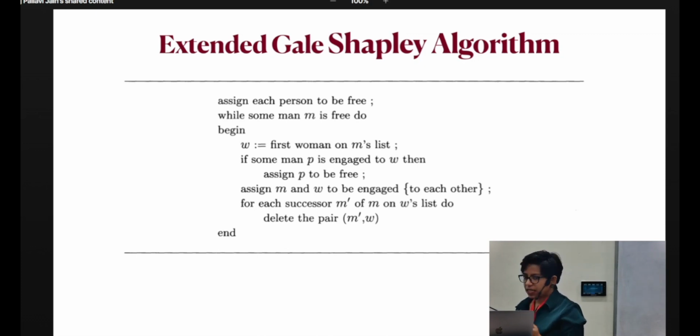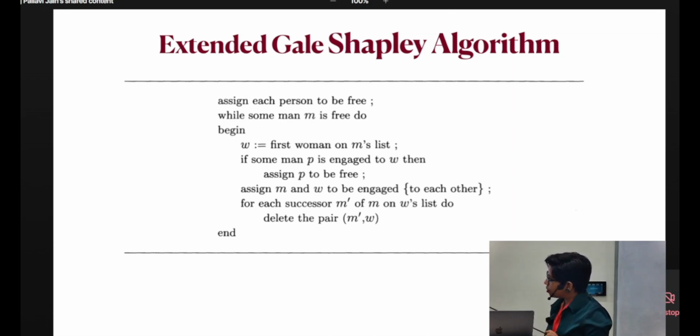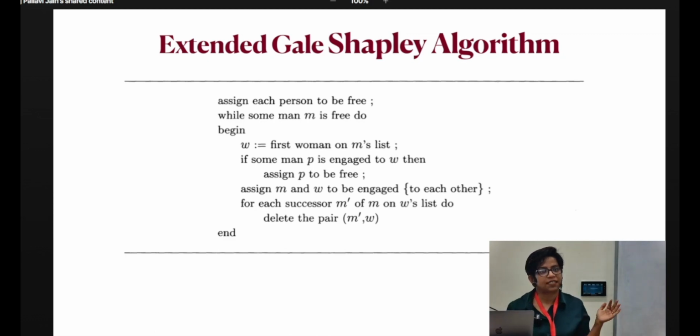Then currently, if W is engaged to some other man P, W basically rejects P and accepts the proposal from M, okay. And then for each successor M prime of M on W's list, so what does this mean? W now looks at her preference list, and she sees all those people who are ranked less than M on her preference list, they are automatically rejected, okay.